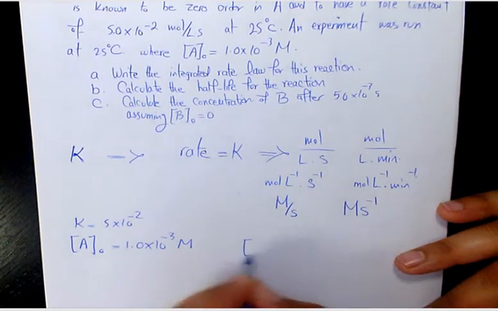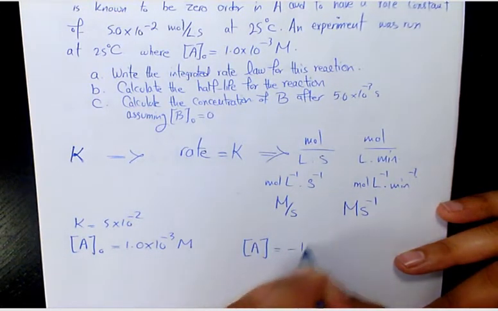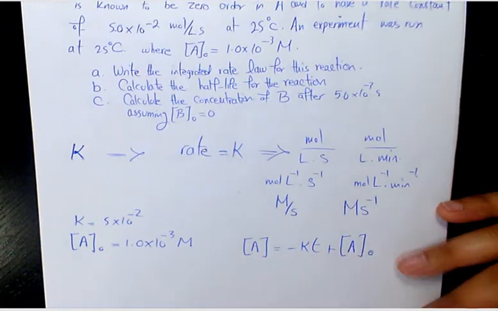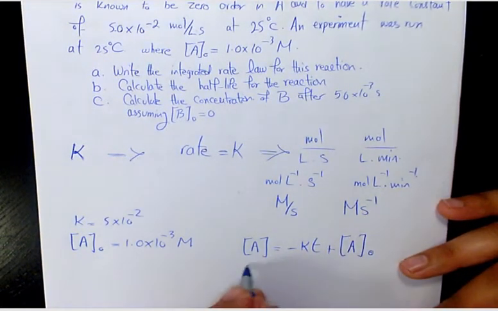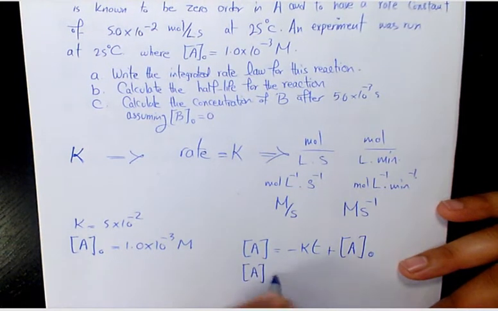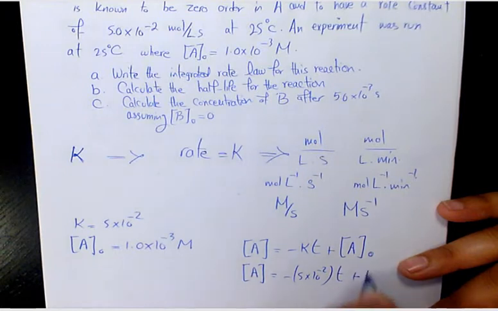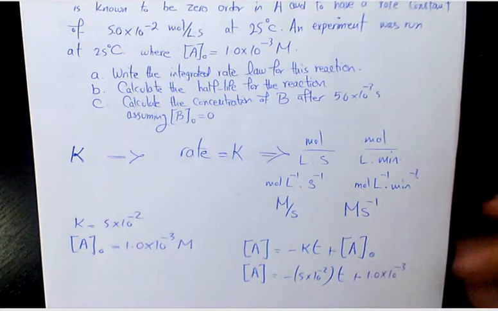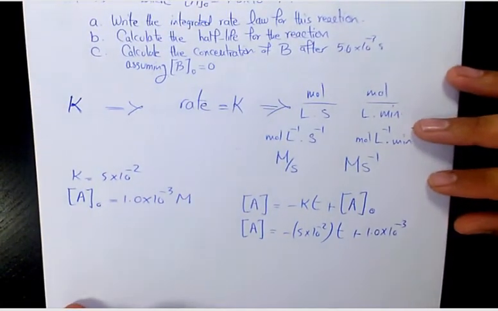We got it earlier. A equals -kT plus A naught. So that's going to be A equals -5 times 10 to the power of -2 times T plus 1.0 times 10 to the power of -3. So that's going to be the integrated rate law for this reaction.